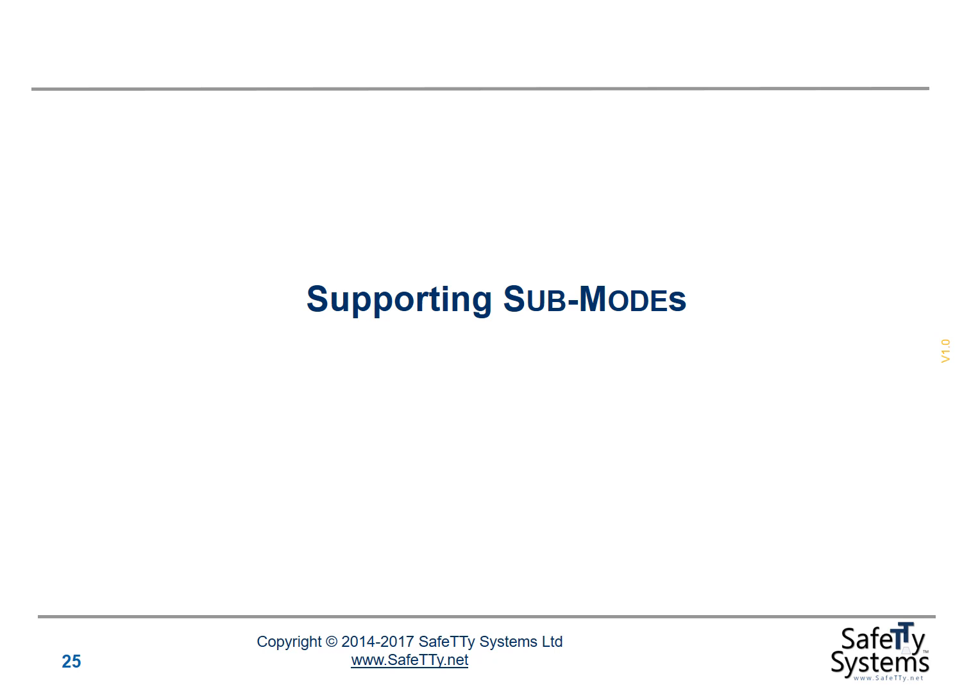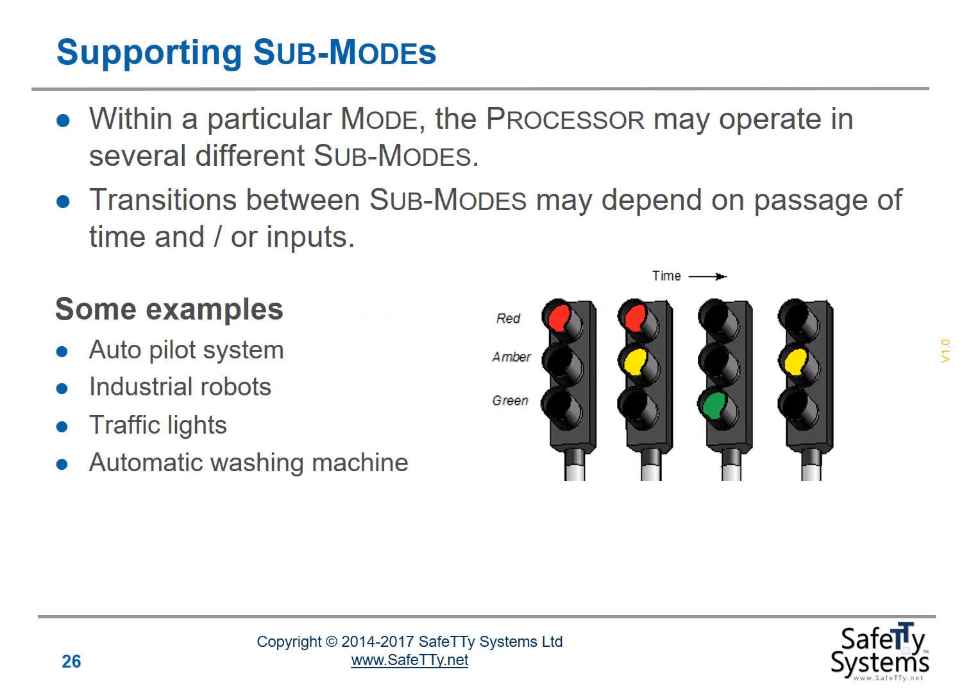How can we support submodes? Within a particular mode, the processor may operate in several different submodes. Transition between the submodes may depend on the passage of time and or on inputs. So, autopilot systems, industrial robots, traffic lights, automatic washing machines, etc. There are lots of possible applications for different submodes in our design. We looked at a traffic light example in an earlier slide. Let's just look at one way in which we might be able to implement that example.